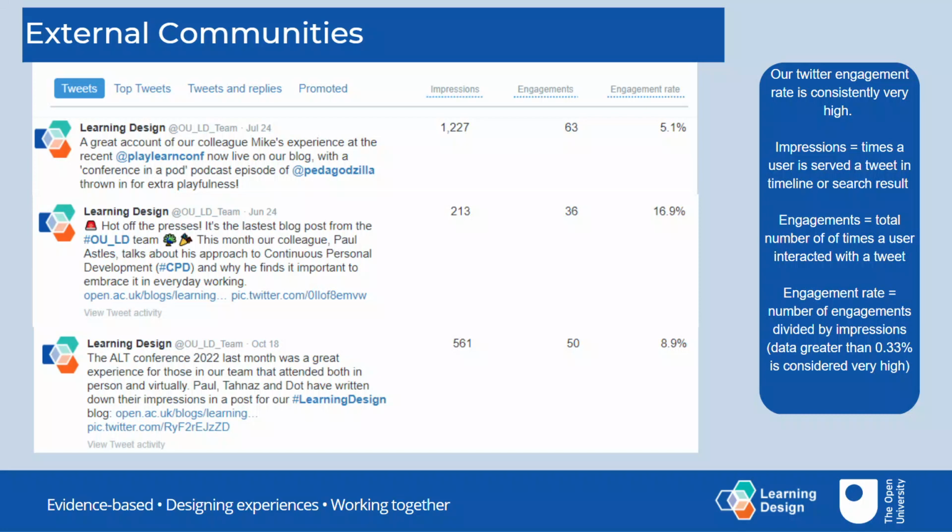One of the benefits to using an open access blog is being able to interact with an audience outside of the OU. As you can see from the screenshot on the slide, our Learning Design Twitter account engagement rate is consistently very high, and it's commonly accepted that an engagement rate in excess of 0.33% is considered high. We have selected 3 examples to share on the screen of Twitter engagement with posts related to blog content. It's one of the main ways we are able to share to a wider external audience.